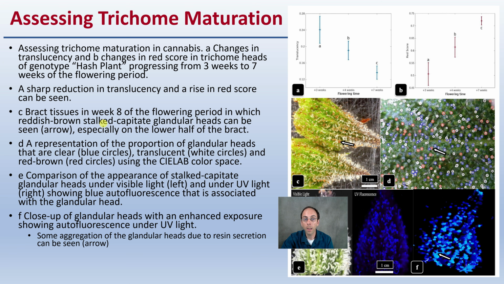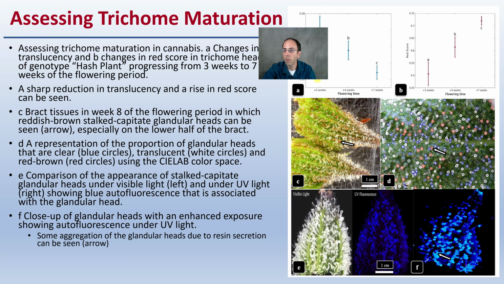bract tissues at week 8 of the flowering period, in which the reddish-brown stalked glandular heads can be seen via the arrows, and that's located right here, especially in the lower half of the bract. Looking at D, a representation of the proportion of glandular heads that are clear, which are the blue circles, translucent, which are the white circles, and red-brown, which are the red circles, using the color space that they utilized. So this gives you a quick indication of what category those trichomes fall into regarding their progression of maturation.